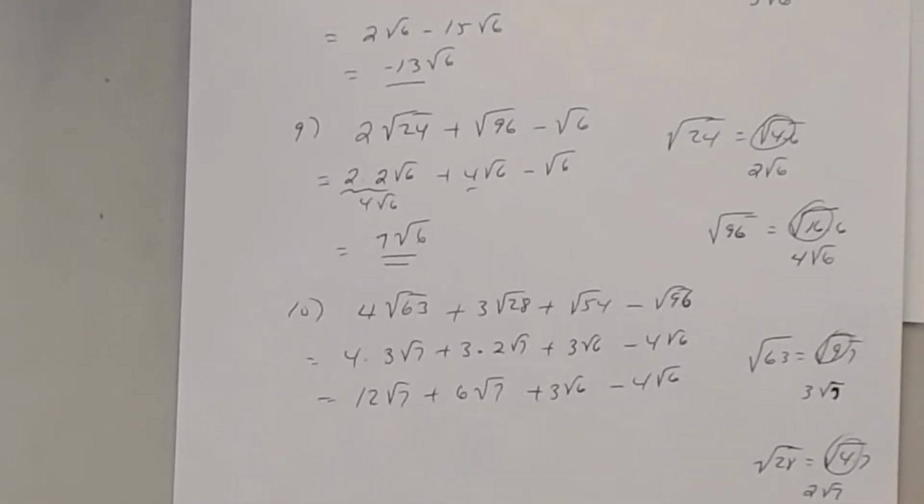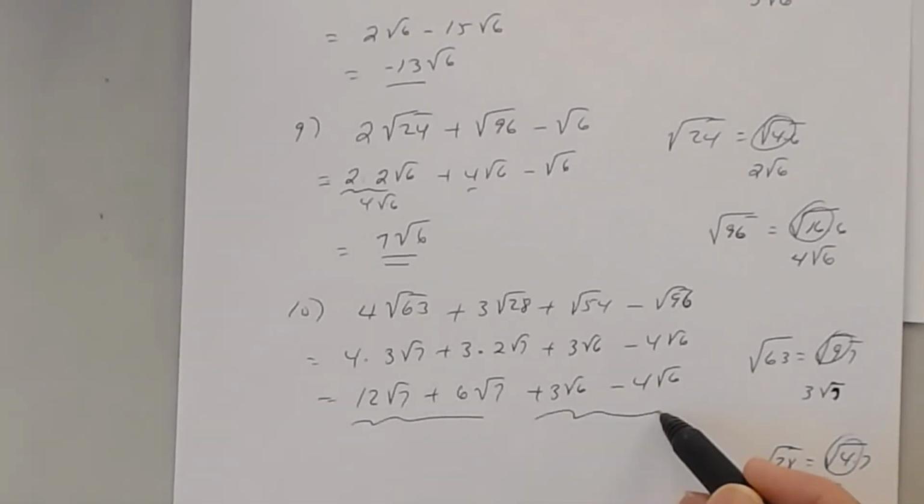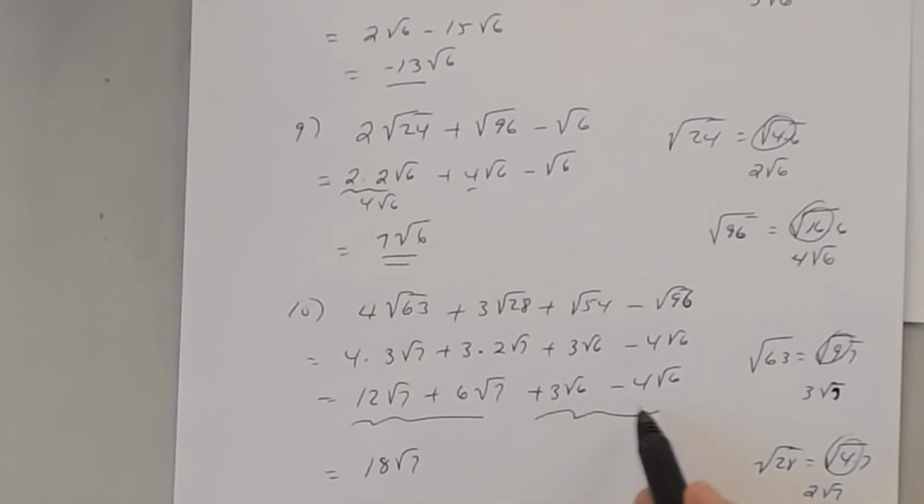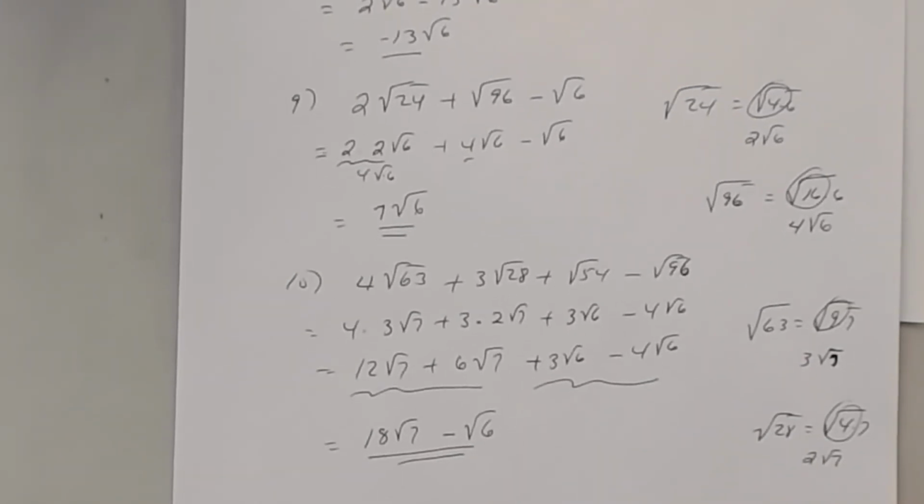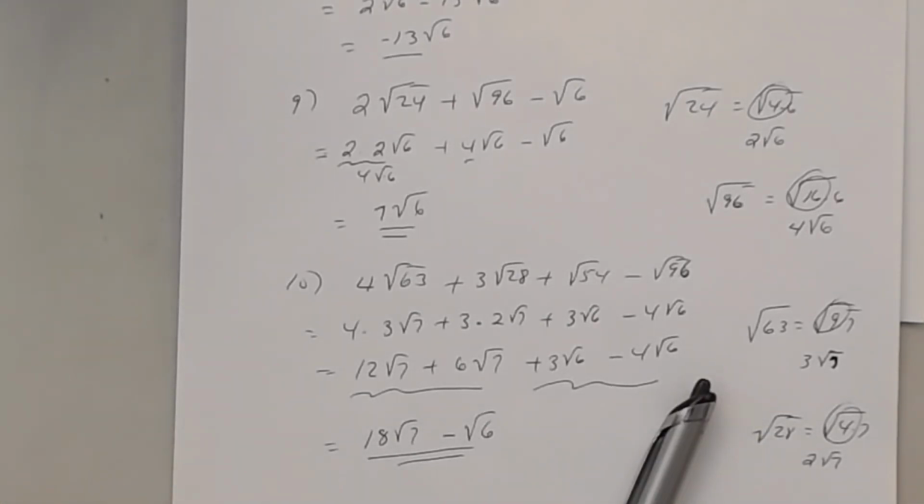So have I simplified every term as far as I can go? Yes. Are there any like terms? Yes. First 2 and last 2. So it's 12 square root of 7 plus 6 square root of 7. Okay, good. What's 3 square root of 6 minus 4 square root of 6? Minus square root of 6. There's your answer. Okay? All right. Any questions? All right. So that's the end of that part.